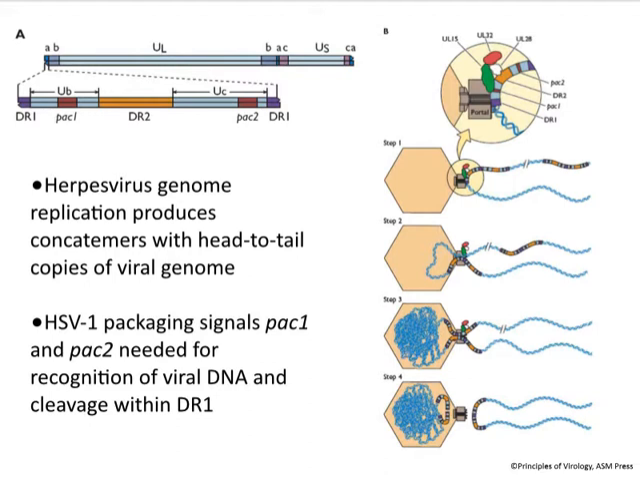Yes? What's a concatemer? Oh, so a concatemer is just multiple units of the genome length. So if the genome is 1,000 bases long, a concatemer could be 2,000, 3,000, 4,000, 5,000. You have unit length duplicates of the genome.